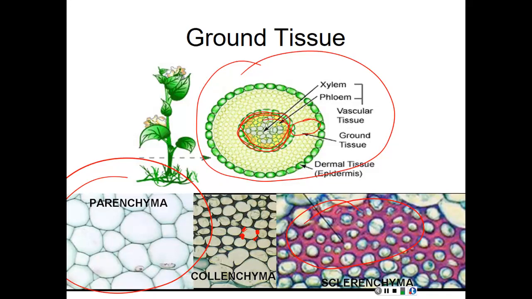We find sclereids, a good example, in the shells of nuts. That's what makes them so hard. Or if you've ever eaten a pear, you know how it's got that sandy kind of texture to it? Those are little sclereids all through the fruit tissue that help give it a little more strength and support. So those are three types of cells that we'll see making up a lot of different plant tissues, playing a big role.